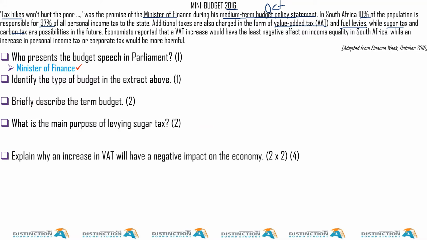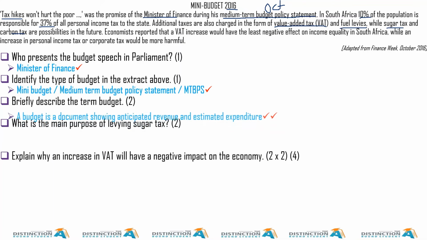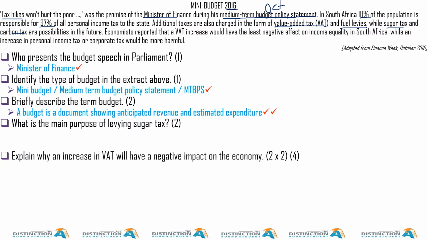Right? Identify the type of budget in the extract. Okay, that'll be the mini budget or the medium term budget policy statement, or you can abbreviate it. Briefly describe the term budget, and like I said in the previous question, these two must be there, and I'm not going to repeat that.